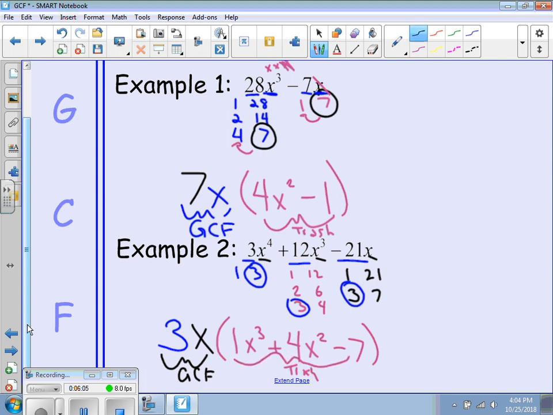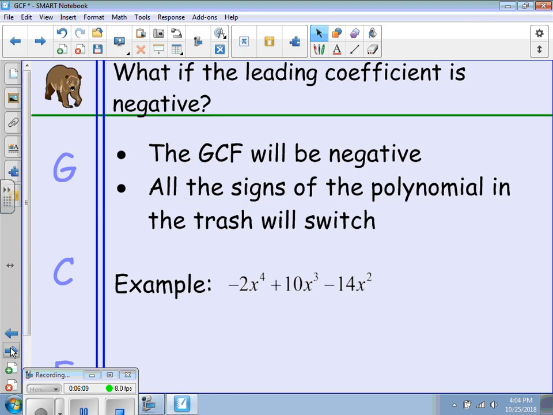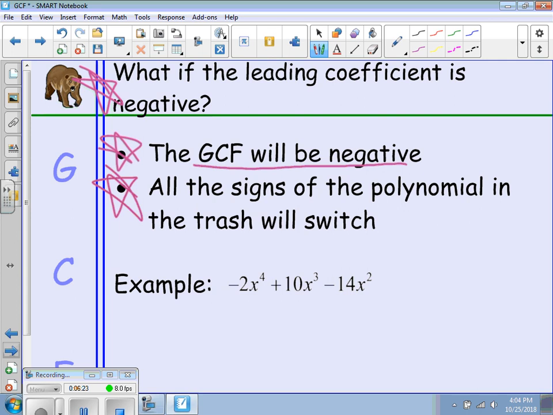Okay? If you look at those notes that I gave you, what if the leading coefficient is negative? Write this into your notes. If the leading coefficient is negative, your GCF will be negative. If your GCF is negative, all the signs of the polynomial in the trash will switch. So let's go ahead and take a look at this example together. Again, if you feel comfortable, pause it, try it yourself, and then move on.